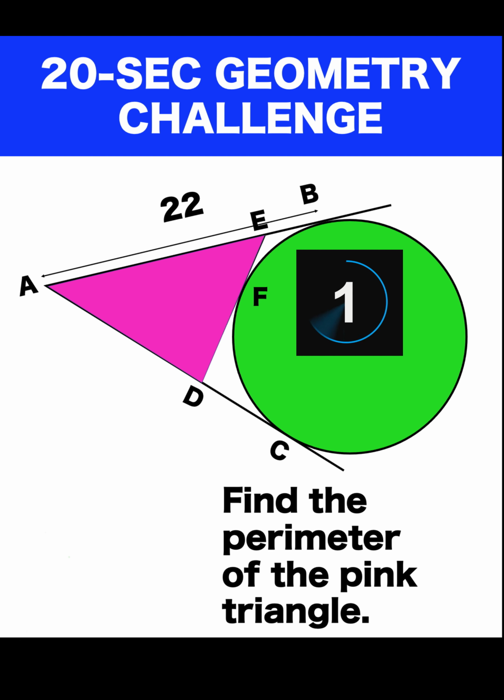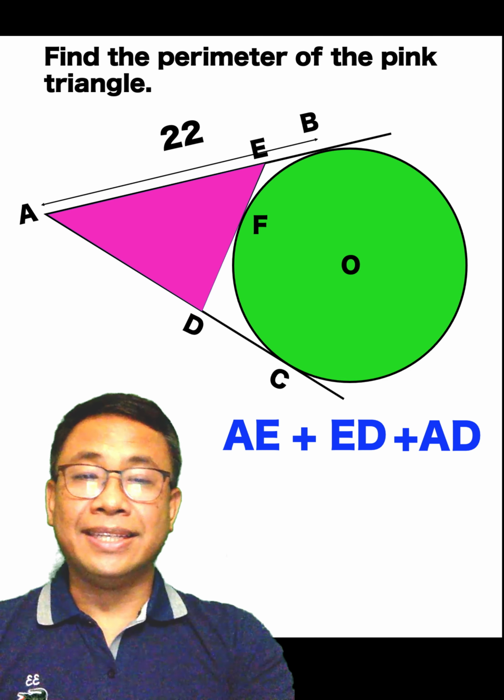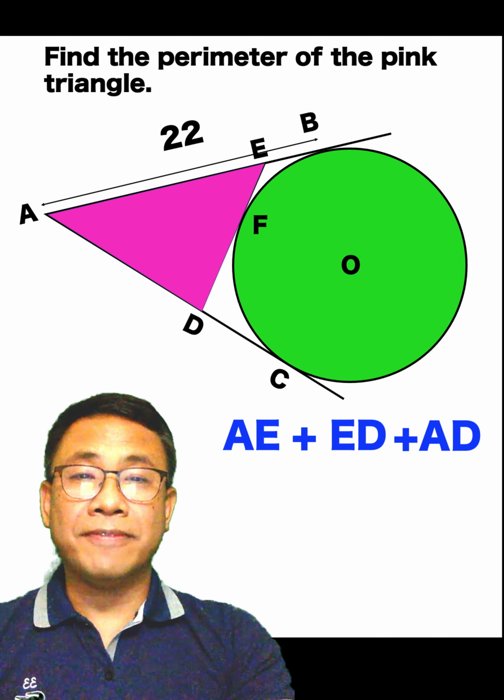Now let's solve this problem together. The perimeter of the pink triangle is the combined length of segment AE plus segment ED plus segment AD. So our goal is to find the sum of these three line segments.